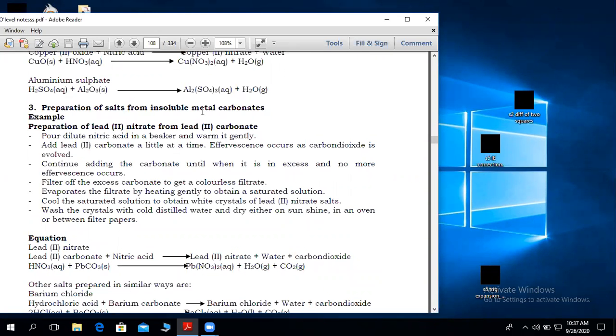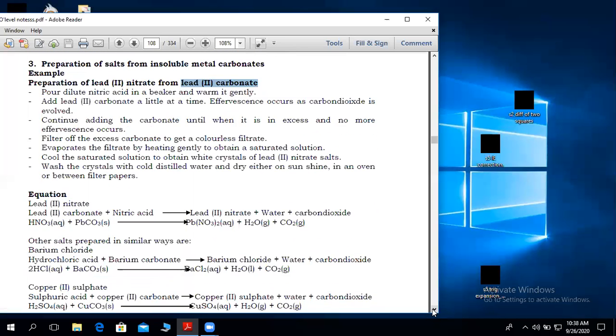Preparation of salts from insoluble metal carbonates. Here, still there is nothing that changes. For example, if you want lead 2 nitrate, we may tell you to prepare it from lead 2 carbonate. That means you will be adding nitric acid to lead 2 carbonate because you want lead 2 nitrate. The acid to use is nitric what? Acid. So all soluble salts are prepared from acids. So choose the acid properly. And the equation is here.